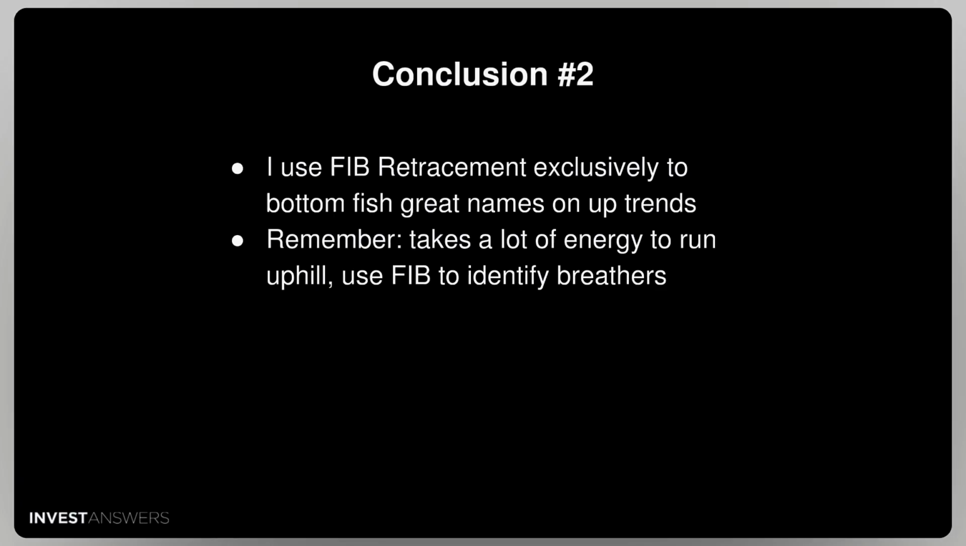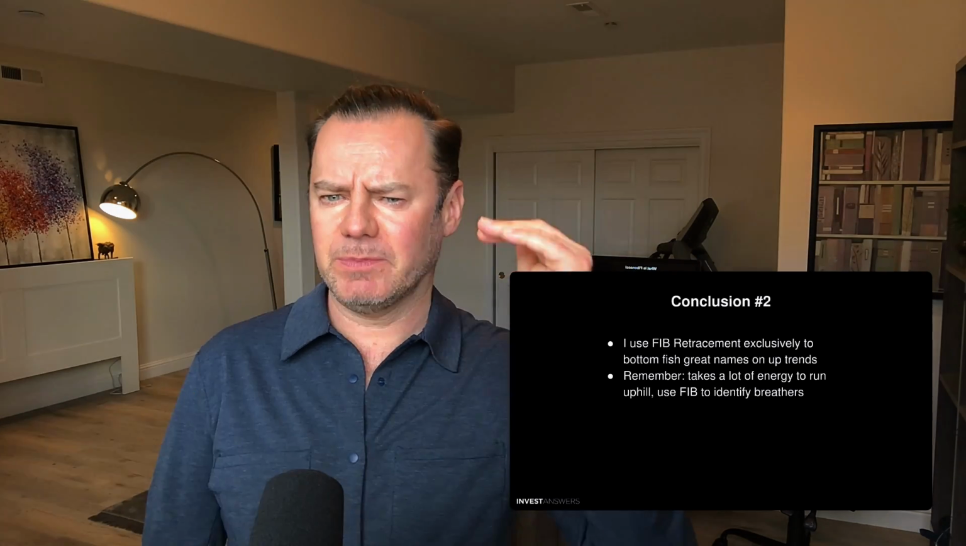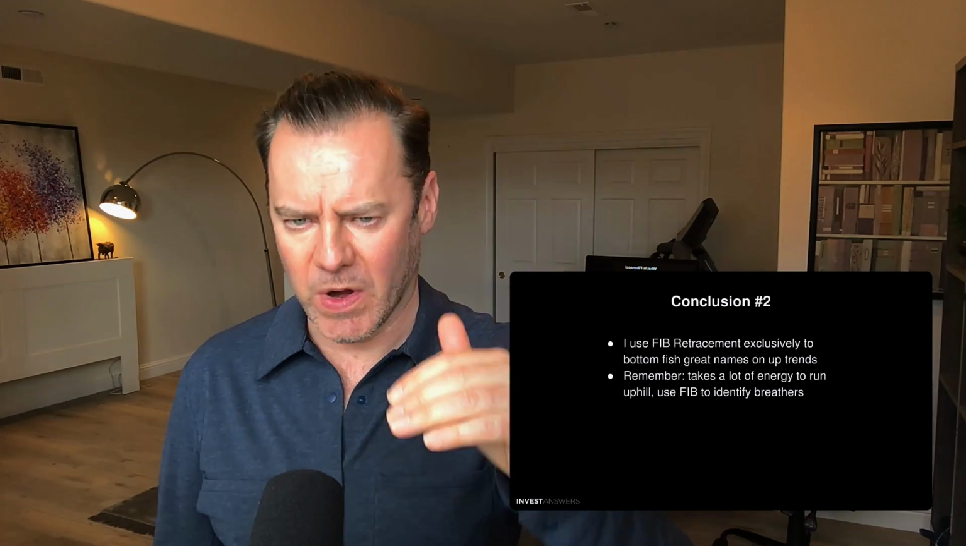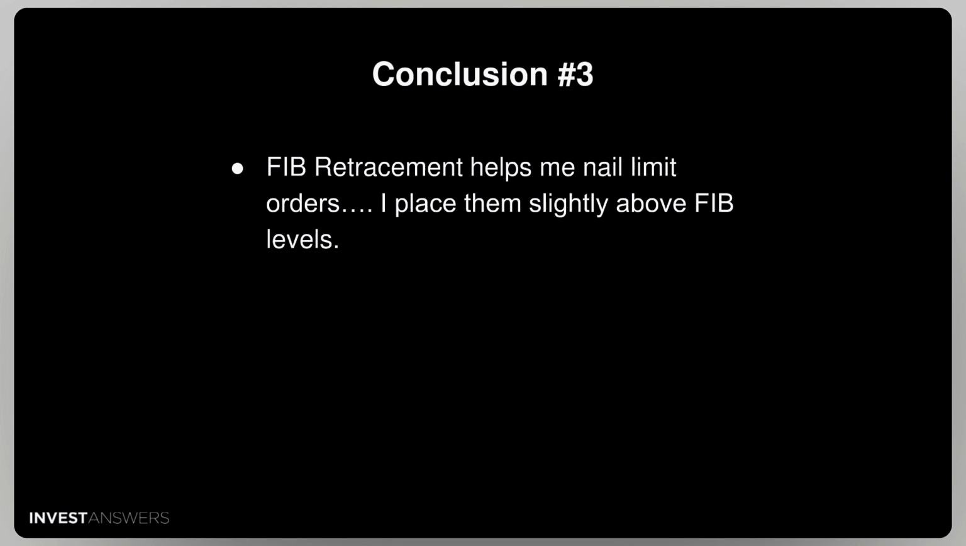Conclusion number two, I use Fibonacci retracement exclusively to bottom fish great names on uptrends. Like I mentioned at the very beginning, these things are running up a hill. It takes a lot of energy and they have to take a breather. And I use the Fibonacci retracement level to identify those areas when they take that breather. So just be patient. Don't ever chase. Wait. Things will come to you. Third conclusion real quick is it helps me nail limit orders, and I place them slightly above the fib levels. I hope I hammer that home enough today.